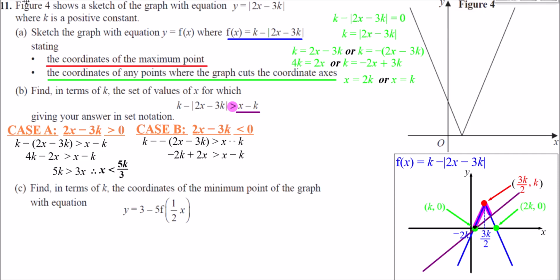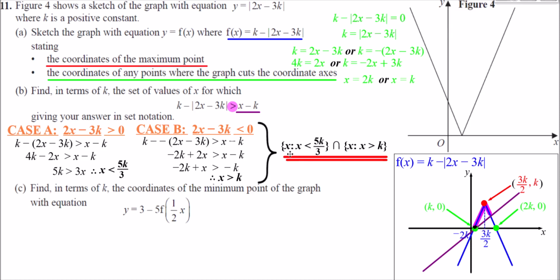So then if I simplify this, I'll then get minus 2k plus x, just by taking an x on both sides, must be greater than minus k. But if I add 2k to both sides, I get x must be greater than k. So in putting this all together, as the question says, giving an answer in set notation, I'm going to get x such that x is less than 5k over 3, intersected with, and essentially grouped with, x such that x is greater than k.